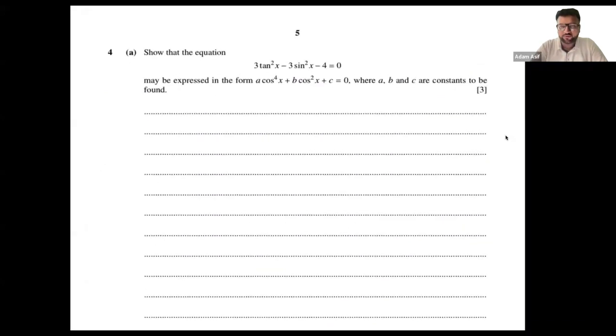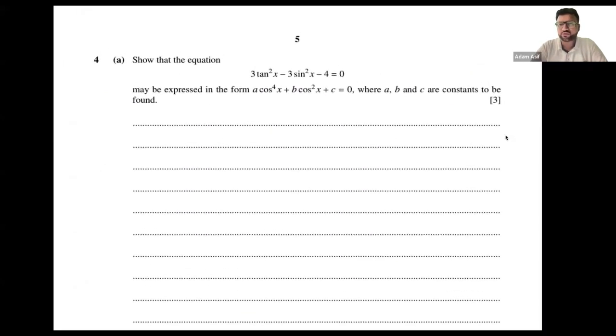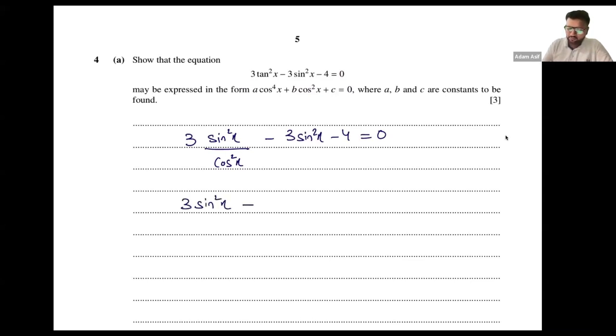Okay, question number 4. 3 tan square x minus 3 sine square x minus 4 equals 0 may be expressed in this form where you have only the cosine function, where a, b and c are constants to be found. So the first step is to replace these trig functions in the form of cosine. Tan square x can be written as sine square x upon cos square x, minus 3 sine square x minus 4 equals 0. Now, if we make the denominators common, we are going to get 3 sine square x minus 3 sine square x cos square x minus 4 cos square x equals 0.